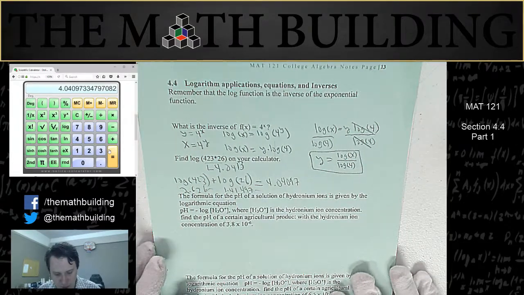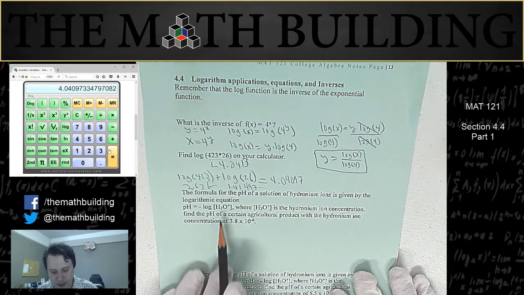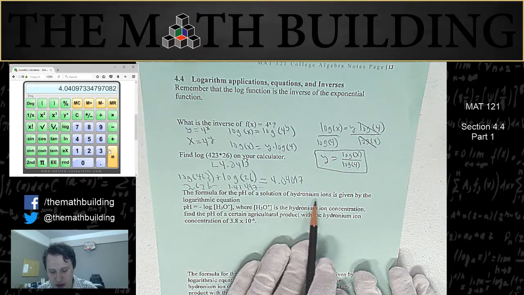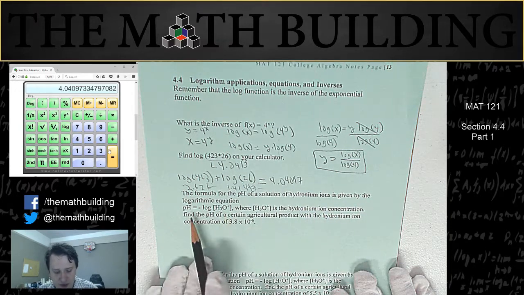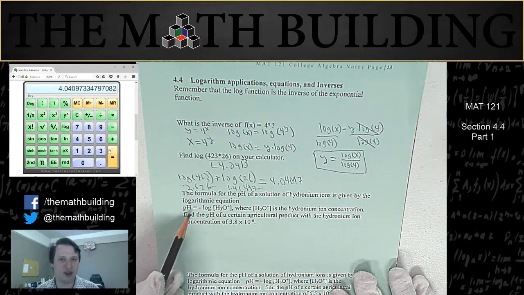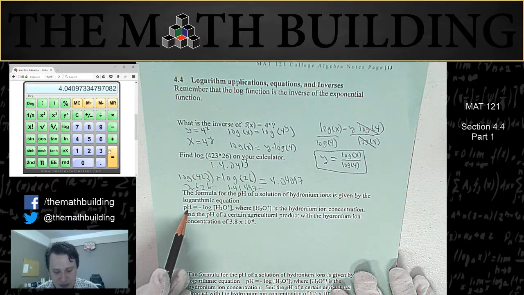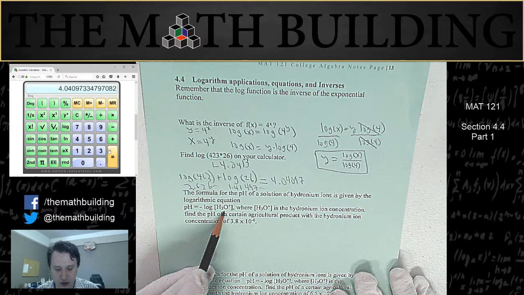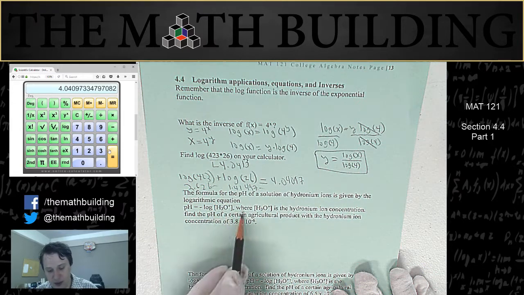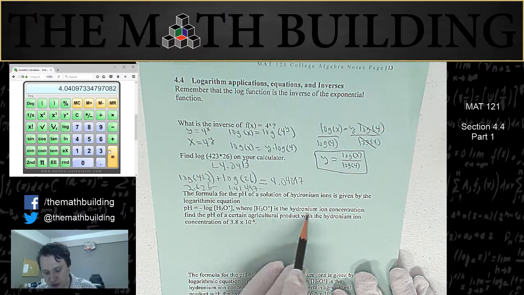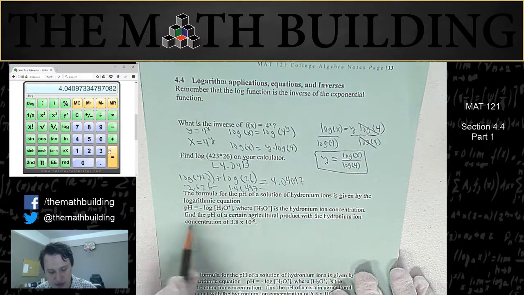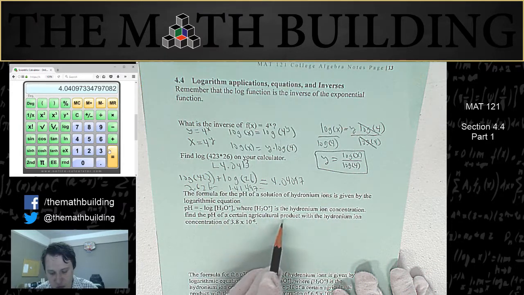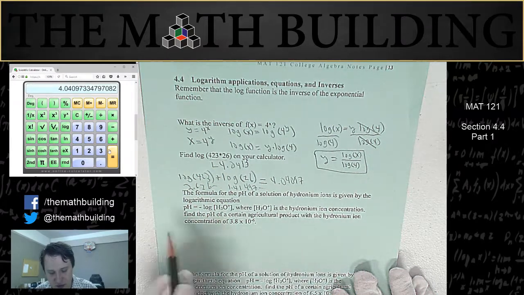Okay, let's look at the next one. The formula for the pH of a solution of hydronium ions is given by this log equation. pH, you see logs all the time in pH. pH is equal to negative log of H3O positive, where H3O positive is the hydronium ion concentration. Find the pH of a certain agricultural product with this concentration.